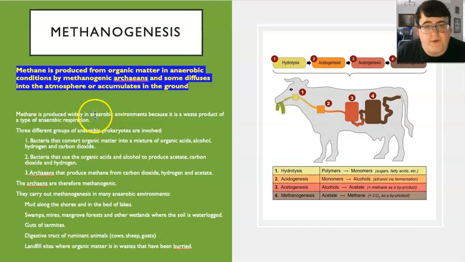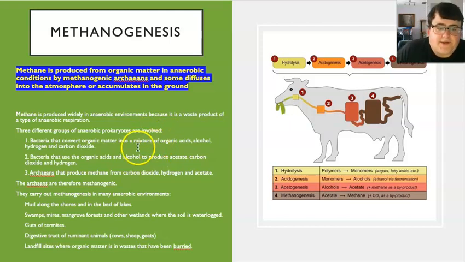So remember anaerobic respiration, if you don't remember from previous years, is respiration without oxygen. This is the type of energy creation that happens when there's no oxygen available in the environment those organisms live in. There are three types of anaerobic prokaryotic cells that will help contribute methane into the environment. So we've got bacteria that will convert organic matter into organic acids, alcohol, hydrogen, and carbon dioxide. They all produce methane.